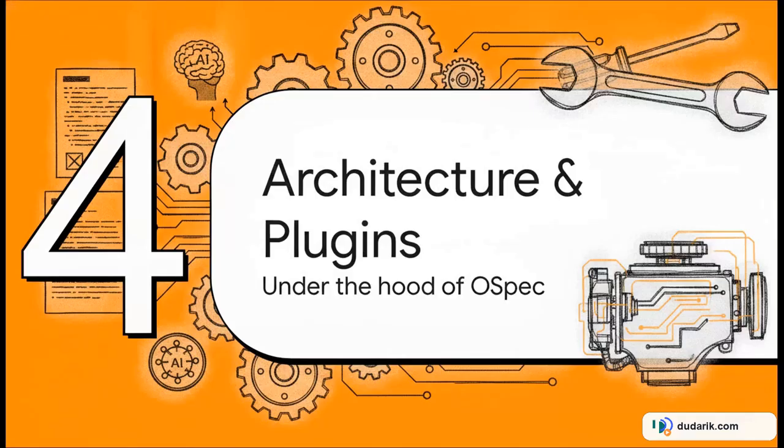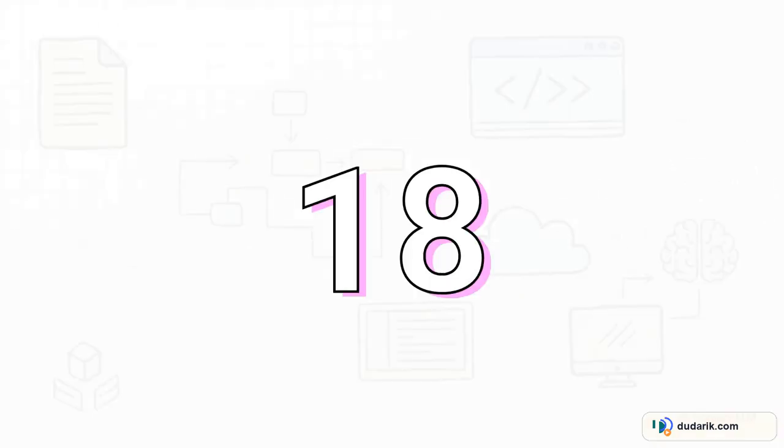Let's shift gears. Section 4, architecture and plugins. Let's look under the hood. Just a quick technical note to start. From a prerequisite standpoint, OSpec is super accessible. The official CLI package just requires a minimum of Node.js version 18 and NPM version 8 or later, and it just runs locally right alongside your codebase.